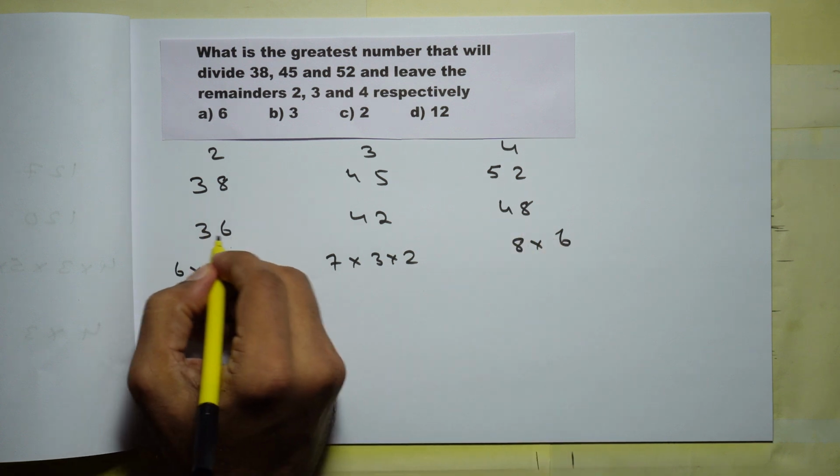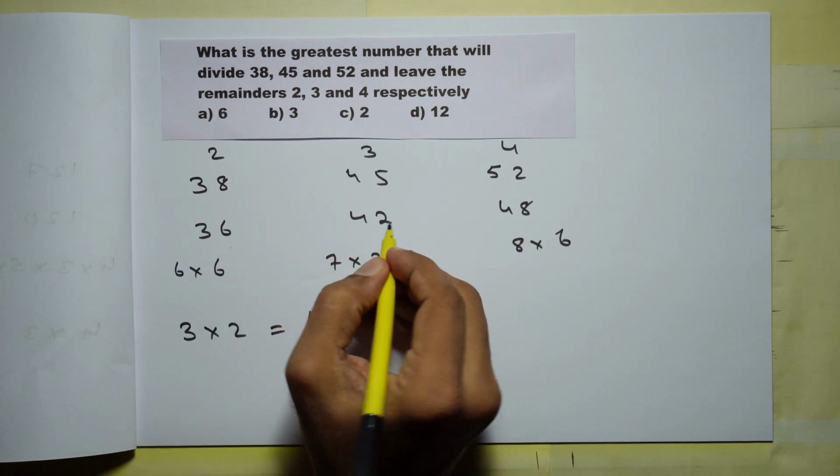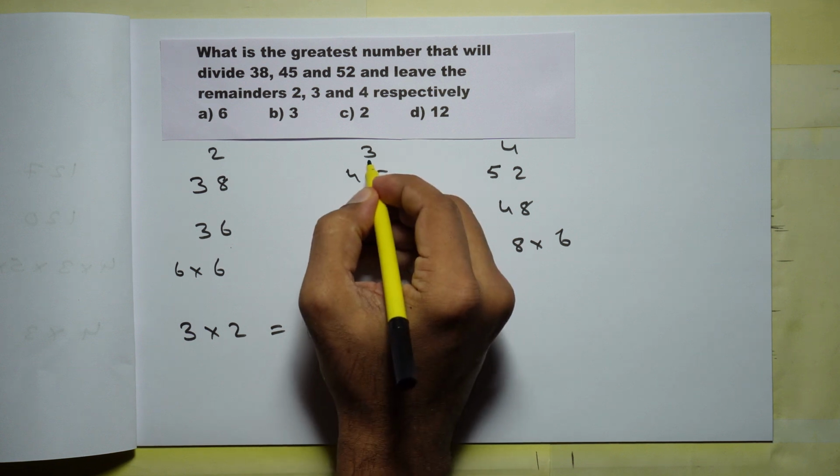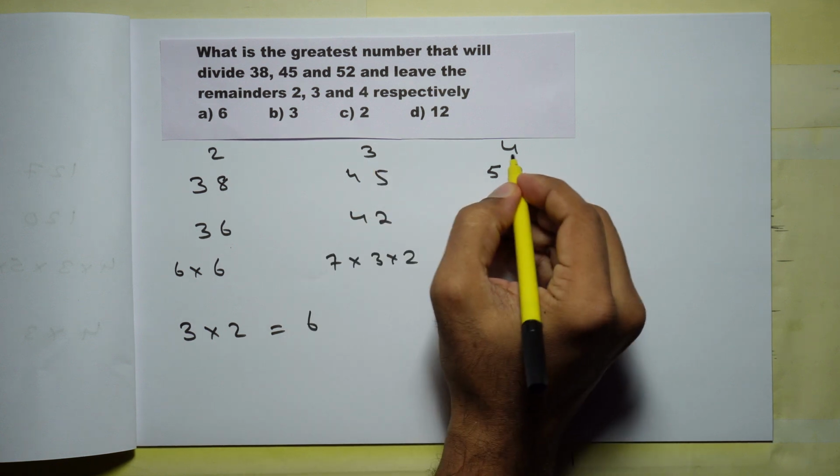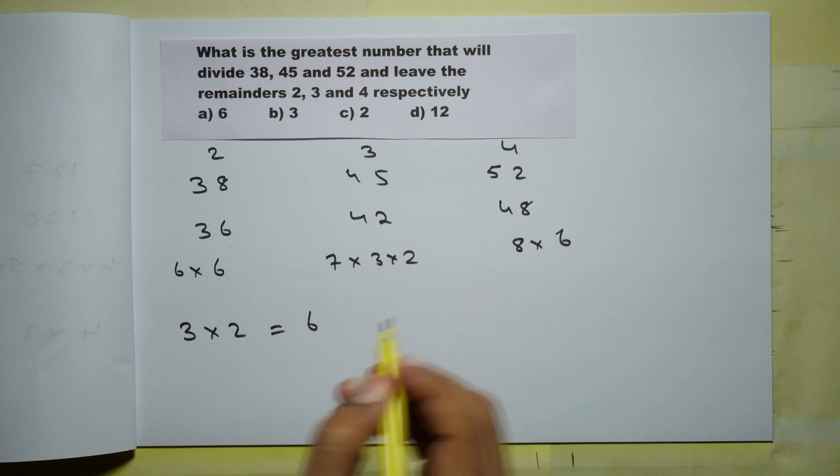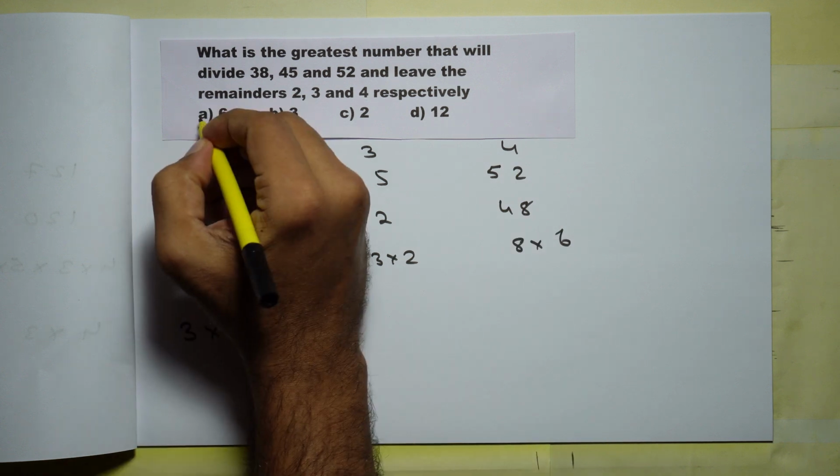So since it divides 36, here remainder will be 2. 42 is divisible, so here it will be 3. 48 is divisible, so remainder will be 4. So the required number is 6, option A.